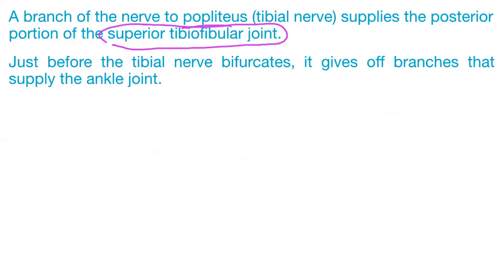Just before the tibial nerve bifurcates, it gives out the branches that supply the ankle joint. So it supplies both the knee and ankle joint, both the superior tibiofibular joint and the anterior part of the articular surface, right?